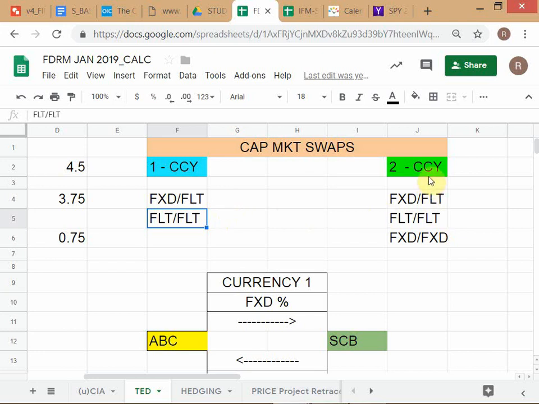Then under the two currency category, obviously you can't have both legs fixed in one currency, because then there's no uncertainty in the transaction. Both legs fixed means everything is clear. Now the second category is two currencies, two different currencies on the two legs. The first category will be what you already saw on page 14.